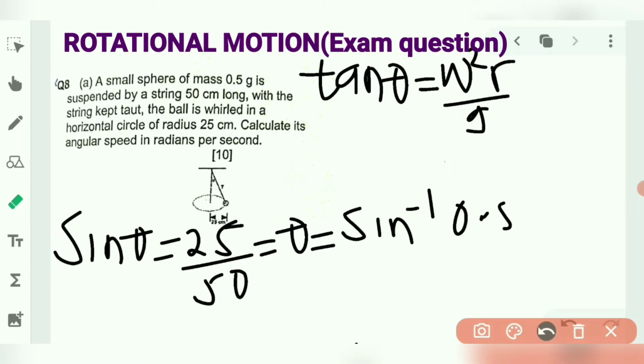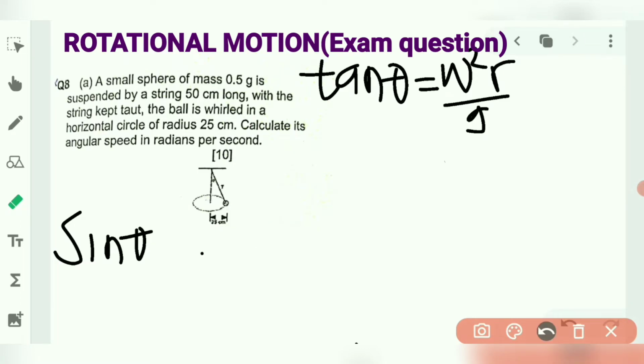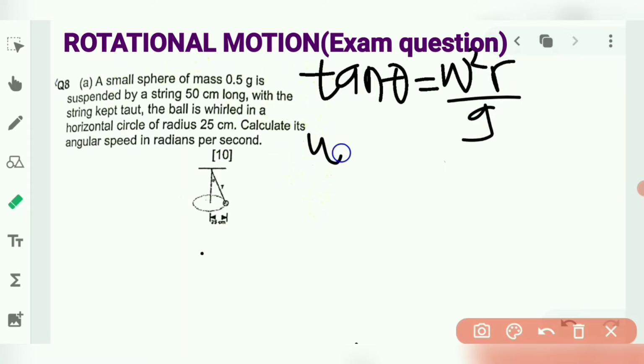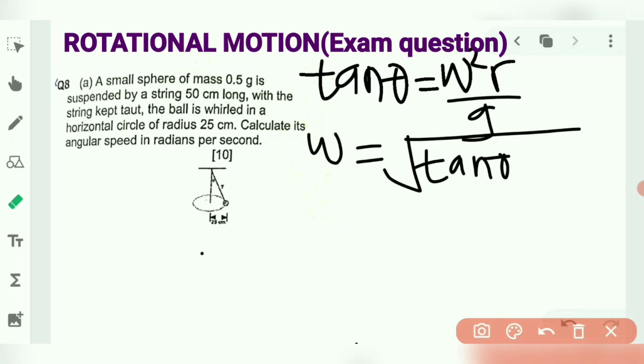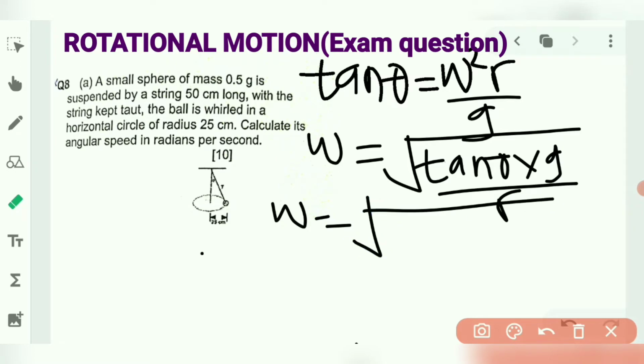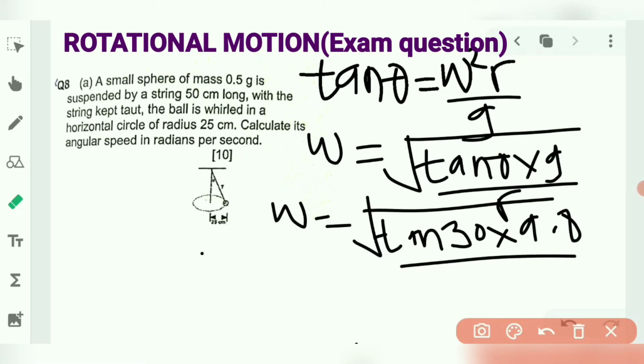Now replacing in the values that have been given and making w squared, the angular speed, the subject of the formula, we should get w equals the square root of tan theta multiplied by the gravitational acceleration and divided by the radius. So angular speed w, replacing in the value of theta we already found, will be tan 30 times 9.8, the gravitational acceleration, divided by the radius.